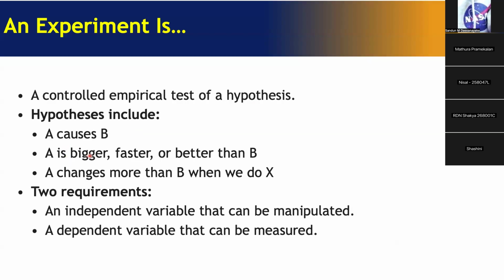And if you look at A is bigger, faster, or better than B. So these type of things, like for example, if we develop different types of samples with different compaction, maybe the type of compaction A is better than compaction B when it comes to preferential flow channel generation. So that's hypothesis. Then A changes more than B when we do X.